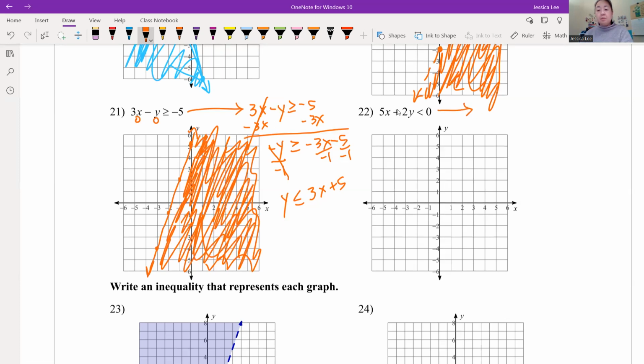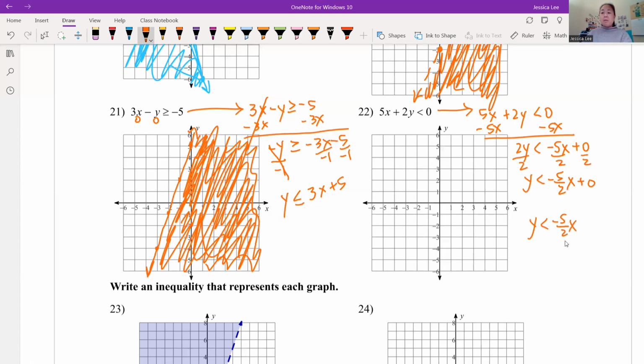Let's see. So 5x plus 2y is less than 0. Let's subtract 5x on both sides, get this to slope-intercept form. I get 2y is less than negative 5x. I could say plus 0, but okay, fine, I'll do plus 0. You don't have to, right? Because it's just negative 5x. But divide by 2, divide by 2, divide by 2, y is less than negative 5 over 2x. Well, what's 0 divided by 2? 0. So normally we would just write it like this.